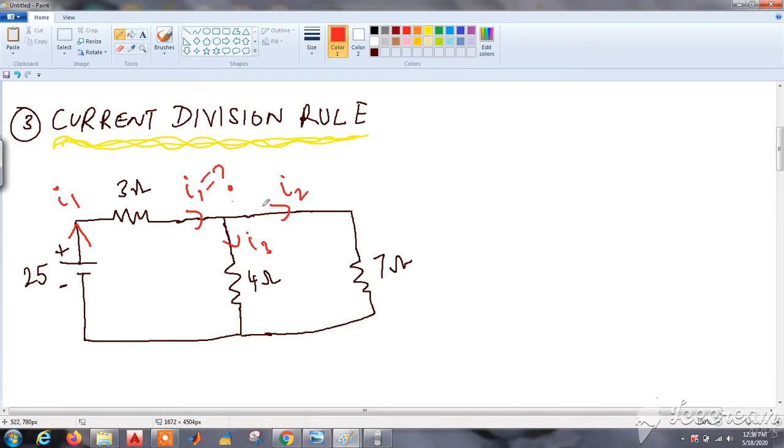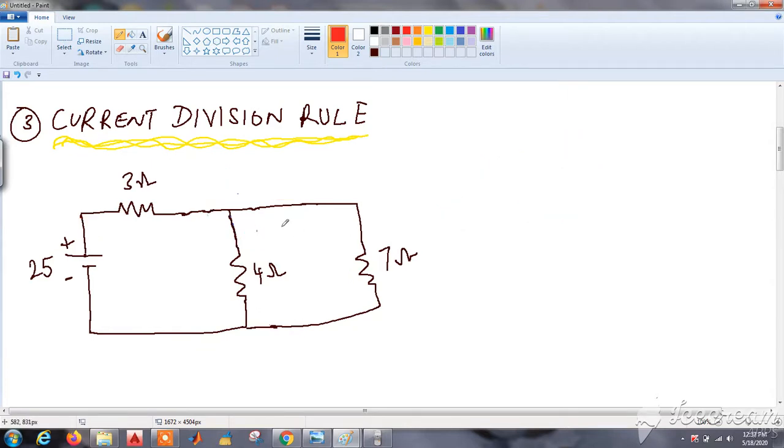For applying the current division rule, first we have to know the value of the source current, that is I1. To find the source current, we will convert this circuit into a circuit which consists of only one single source with a single resistance, so that we can easily apply Ohm's law and find what the current I1 flowing here is.